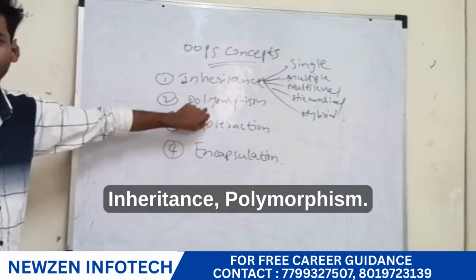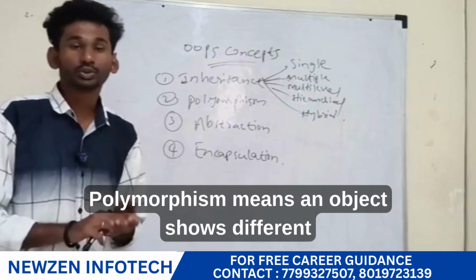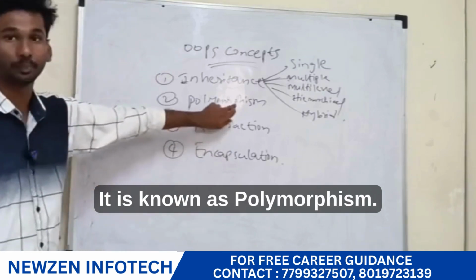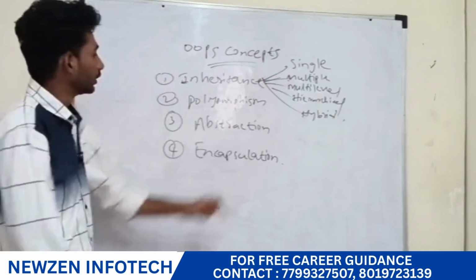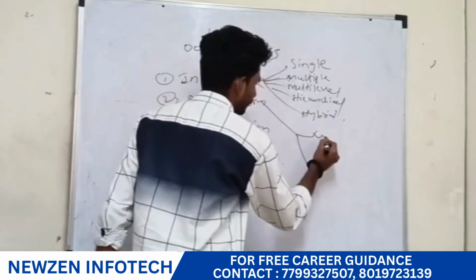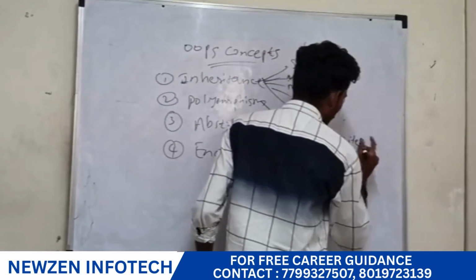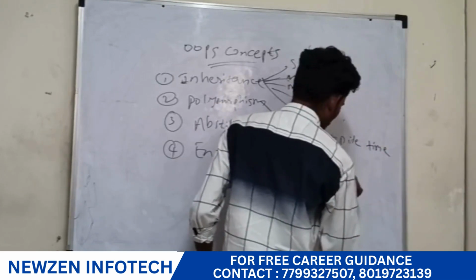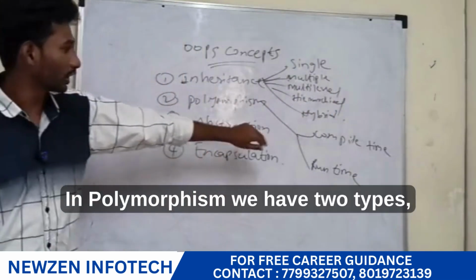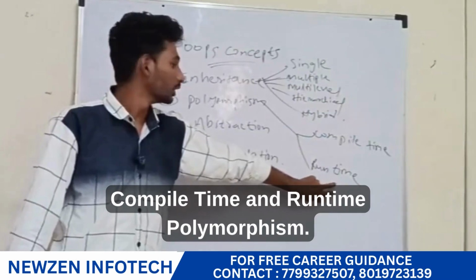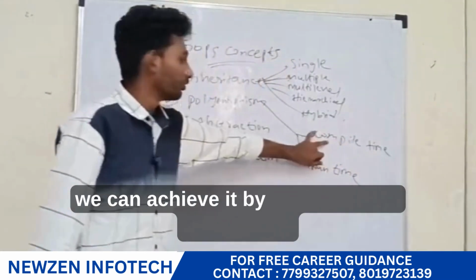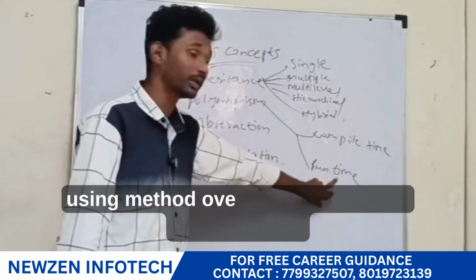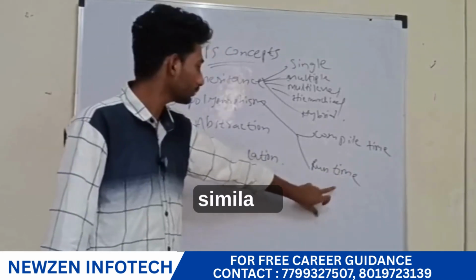Next, polymorphism. Polymorphism means an object shows different behaviors at different situations in its life cycle. In polymorphism, we have two types: compile-time polymorphism and runtime polymorphism. Compile-time polymorphism can be achieved by using method overloading, whereas runtime polymorphism can be achieved by using method overriding, inheritance, and upcasting.